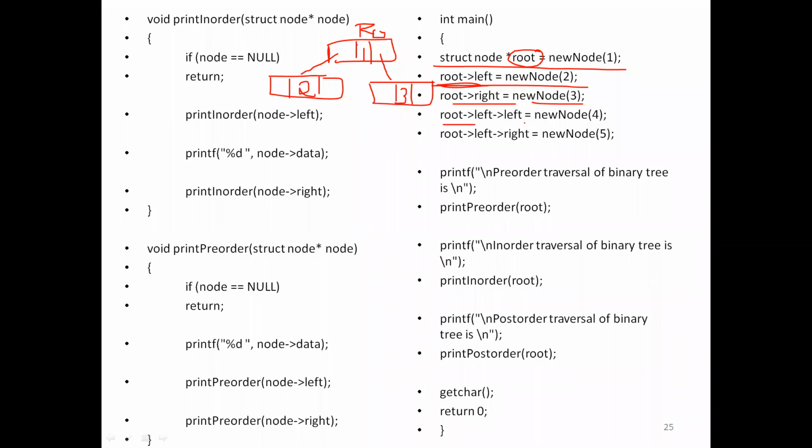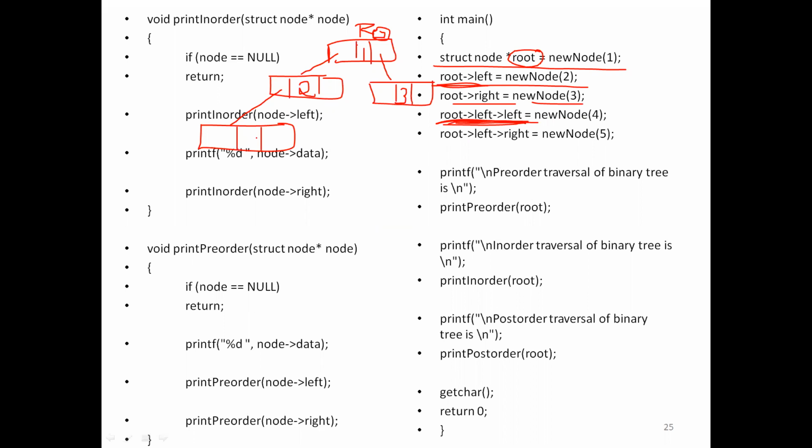Then what is this one? Root left. You know that this is root, the parent node. The first node is root. Root left is nothing but node 2. Root is 1, root left is 2. Again, root left left means this one. I am creating a new node, so when I call new node, that address is passed to the particular location. So 4 is created. I hope you understand.